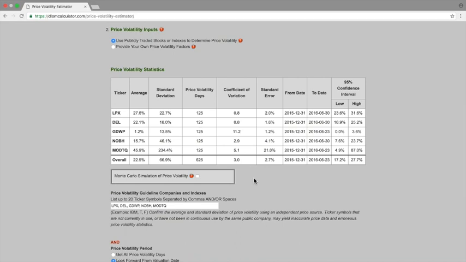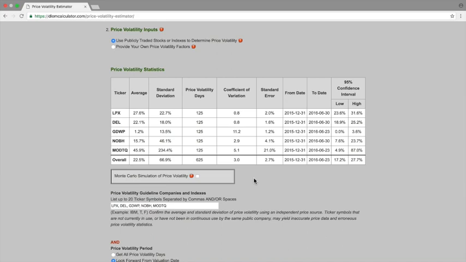Overall, this group of guideline companies and date ranges suggests average price volatility of 22.5% with a standard deviation of 66.9%. One would estimate average price volatility to be anywhere within the confidence interval range of 17.2% to 27.7% and be 95% confident of the estimate.